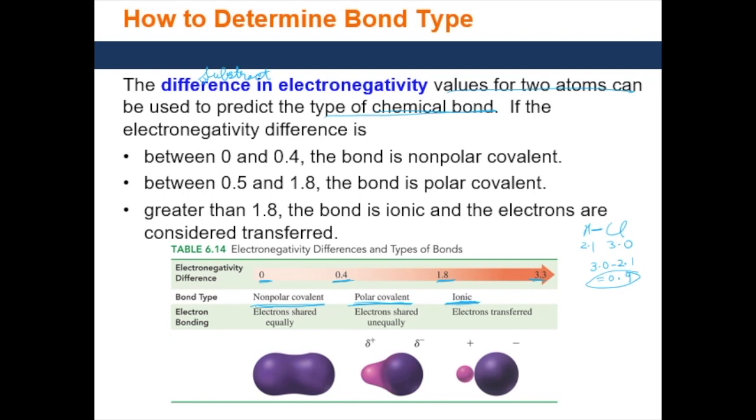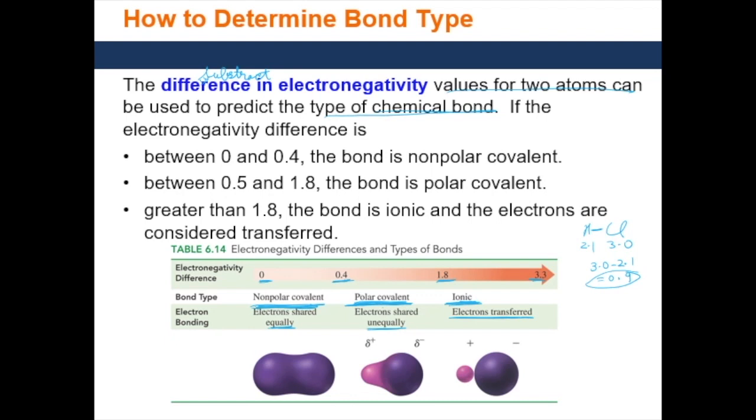One is non-polar covalent, another one is polar covalent. Covalent means electrons are shared, non-polar means electrons are shared equally, polar covalent means electrons are shared unequally. Ionic means electrons are not shared, electrons have been transferred. And the values that it lies within are: 0 to 0.4, 0.4 to 1.8, 1.8 through 3.3.